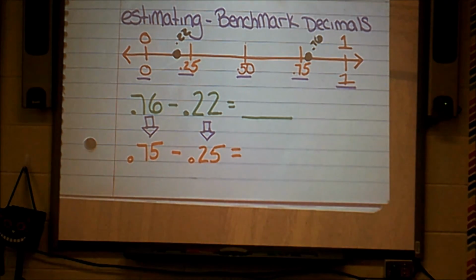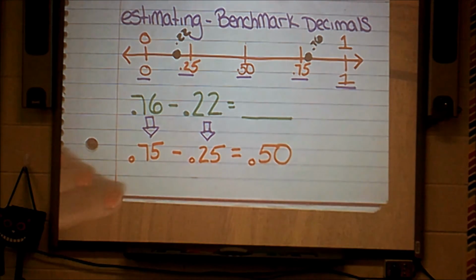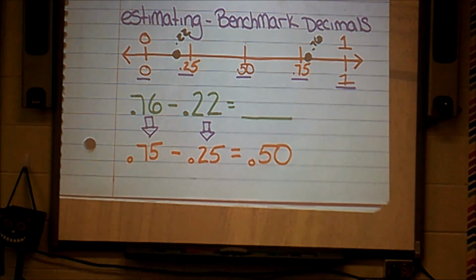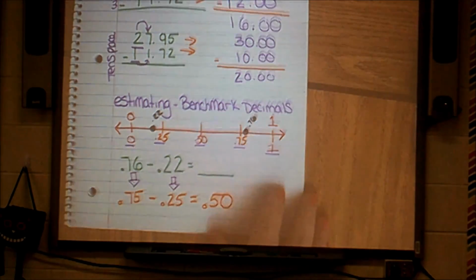Now when you round both of your numbers to the nearest benchmark decimal, you can see that this math can easily be done in your head. This can easily be done mentally. So 75 hundredths minus 25 hundredths rounds to 50 hundredths. And that, my dear friends, is how we add and subtract with estimated decimals.